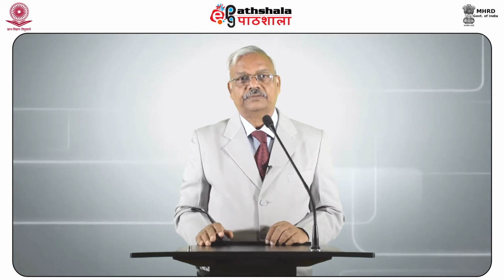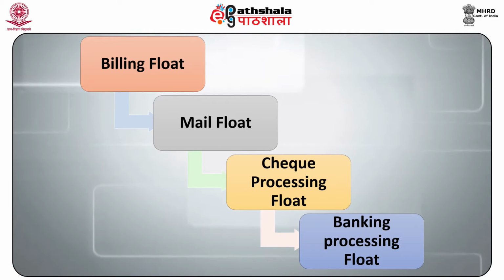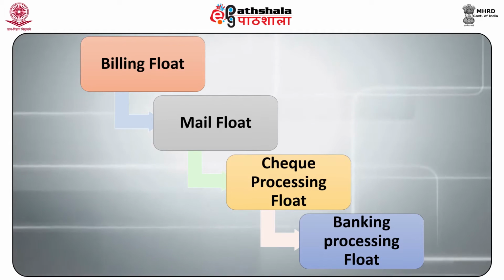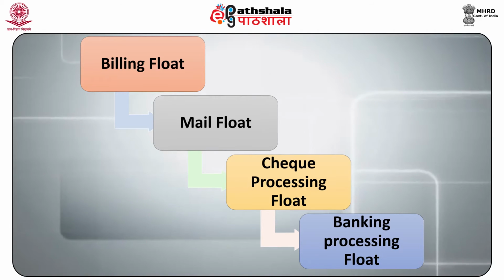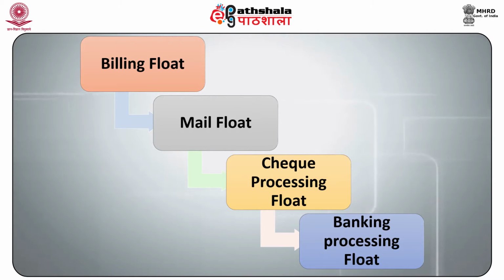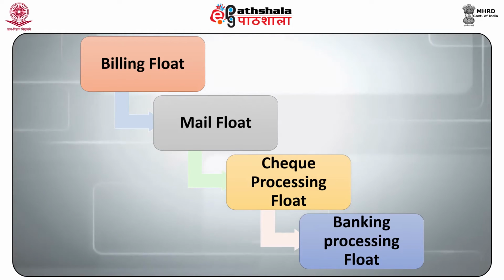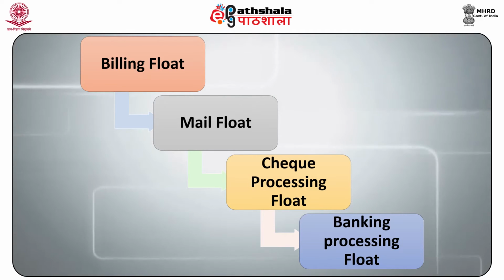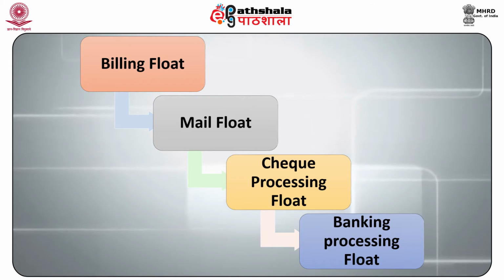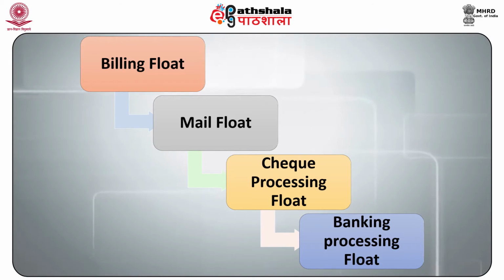Different kinds of float. Number one is billing float. This is the time between the sale and mailing of the invoice. Number two, mail float: the time when a check is being processed by the post office, messenger service or other means of delivery. Number three, check processing float: the time required for the seller to sort, record and deposit the checks after they have been received. Number four, banking processing float: the time from deposit of the checks to the crediting of funds in the account.